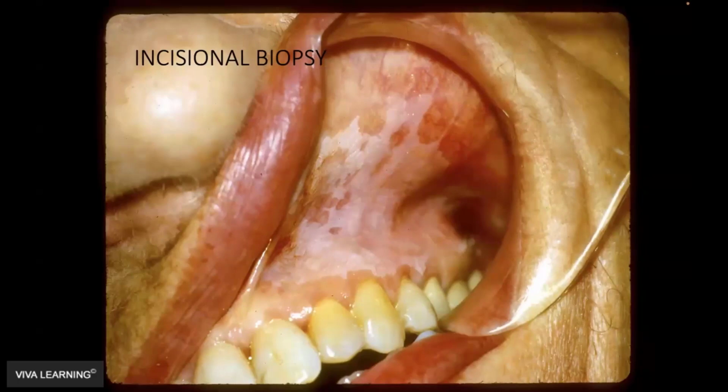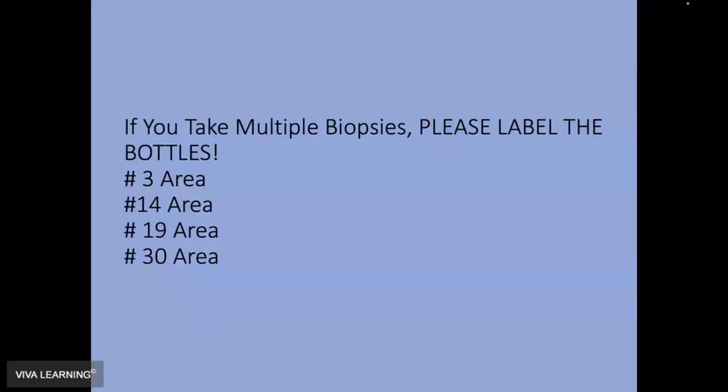Is there a specific way to do this? Yes, of course there is. If you take multiple biopsies, please label the bottles and put one biopsy in each specific bottle. If you're taking a sample from the number 3 area, put it in a bottle, label it number 3 area. Take it from number 14, label the bottle 14, etc., etc. That way, when the pathologist reads it, the number 3 area could be benign, 14 area could be benign, 19 area could be benign, but number 30 may show a malignancy.